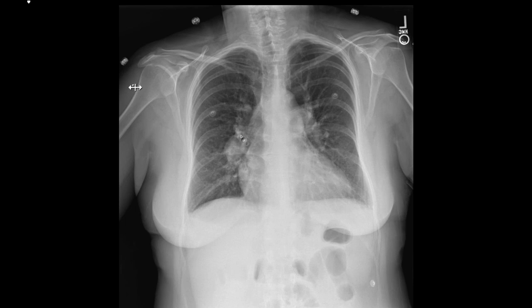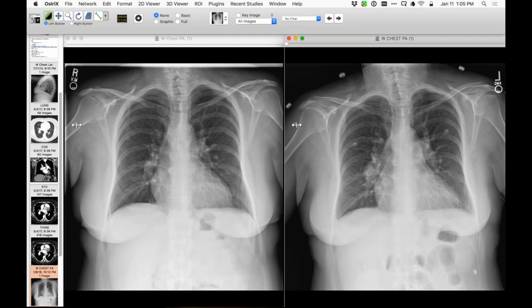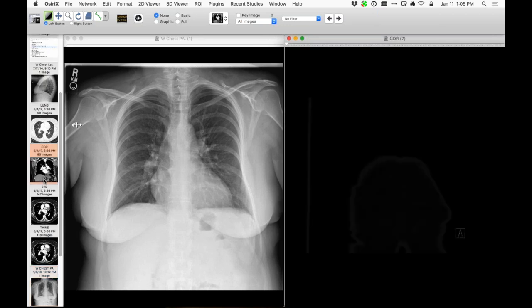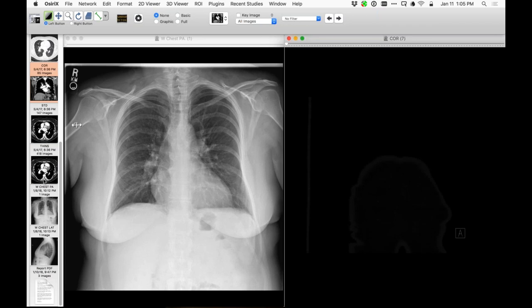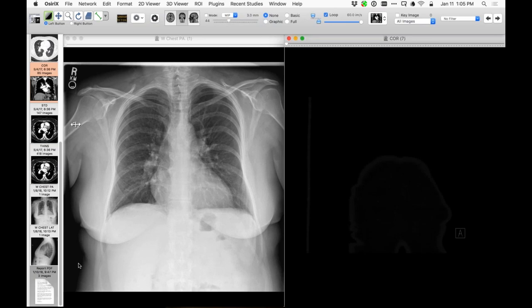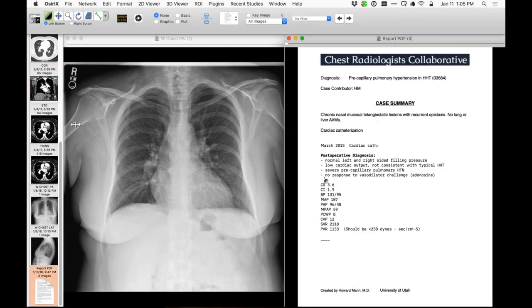But certainly there are findings different from before, consistent with pulmonary hypertension. And certainly this patient was discovered to have that. And this patient by history has HHT. So she has a long history of recurrent epistaxis and telangiectasias. She doesn't have large AVMs in organs, like the lung or the liver, for example.